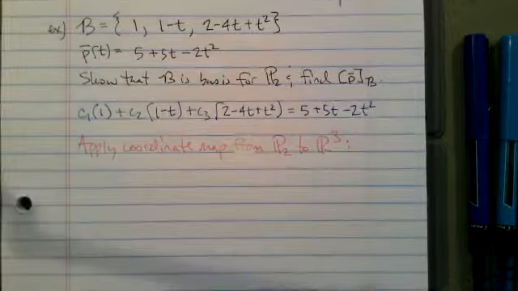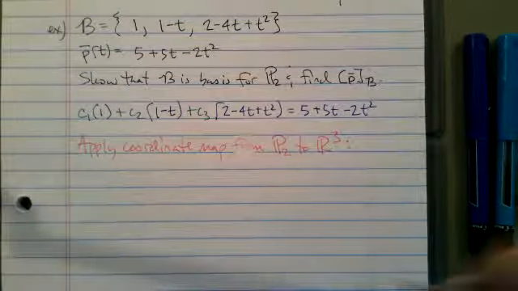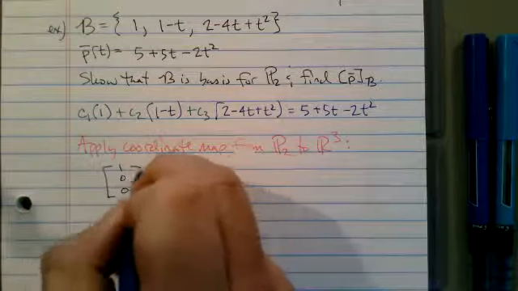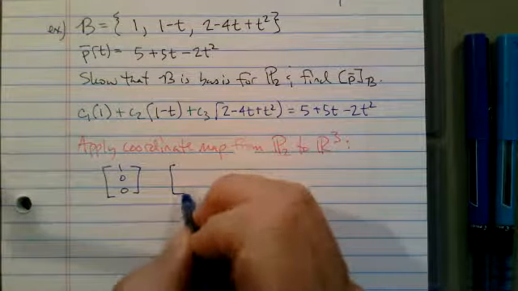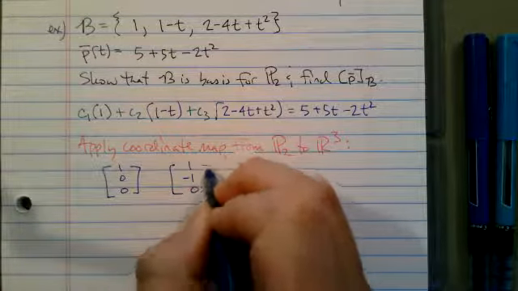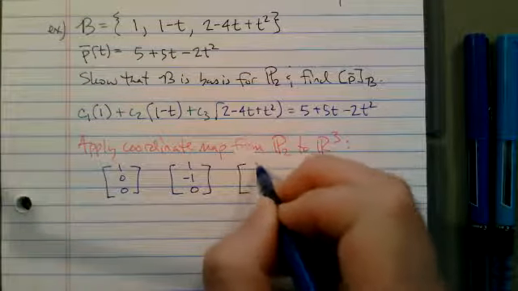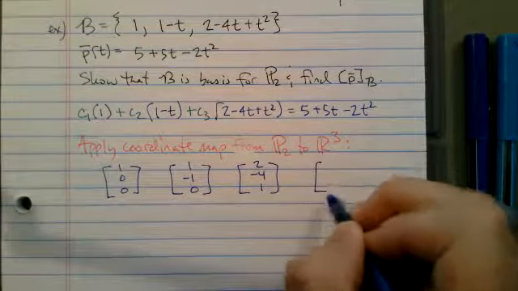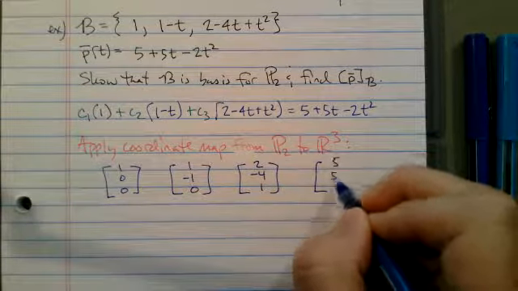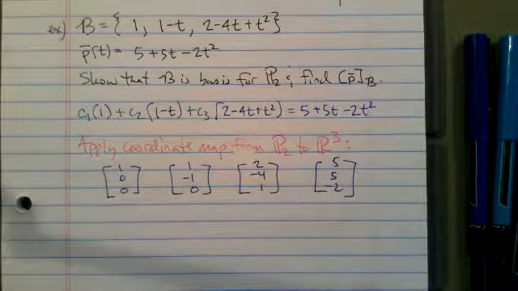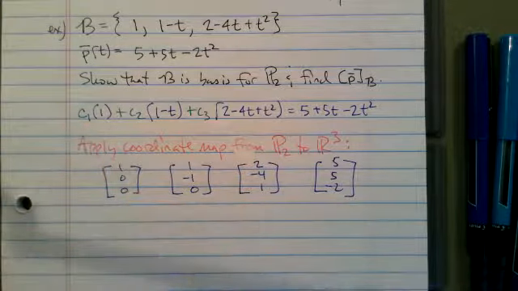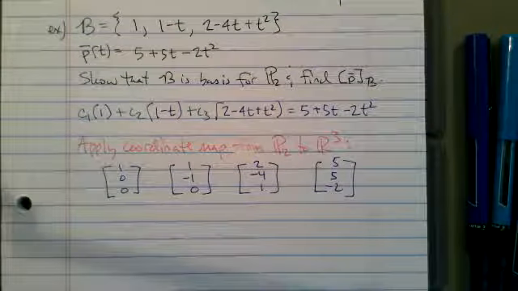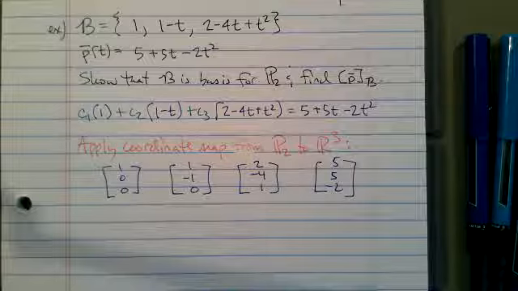So my basis as coordinates will look like 1, 0, 0, and then 1, negative 1, 0, and then 2, negative 4, 1. And my polynomial p will be 5, 5, negative 2. So now, instead of writing all this out with all these polynomials running around, I'm just going to look at all these things as vectors using the standard basis for P2.